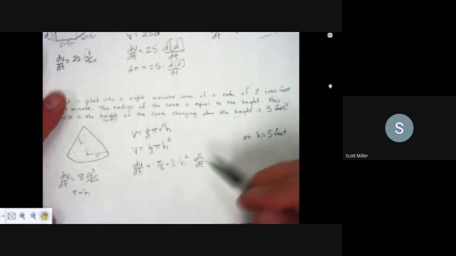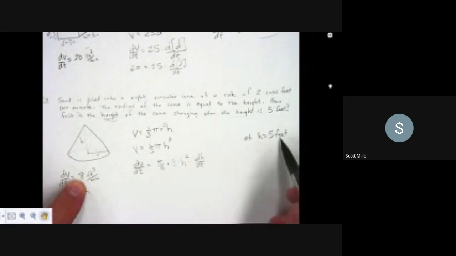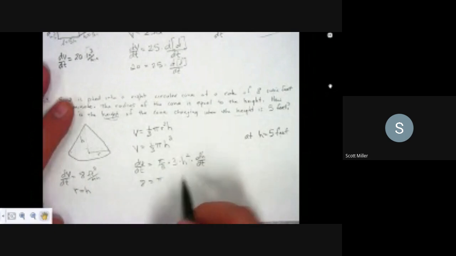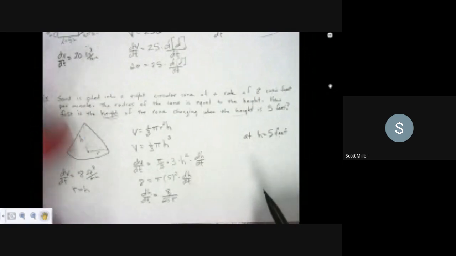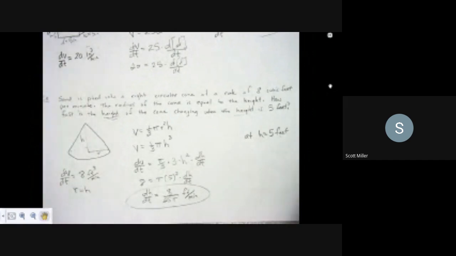I need to have a value because I'm looking for that. I need a value for dV/dt and a value for h. So plug all that in. 8 equals pi, because those drop out, times 5 squared dh/dt. So what is dh/dt? Well, it's 8 divided by 25 pi. And h is a unit of length. So that means it is going to be feet per minute. And that is how fast it's changing.